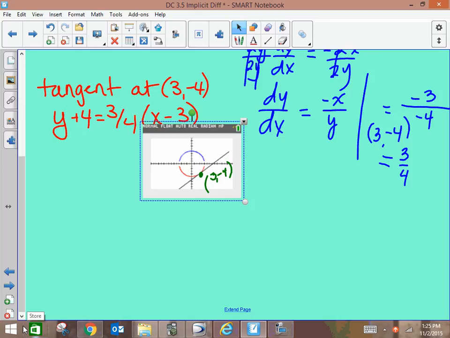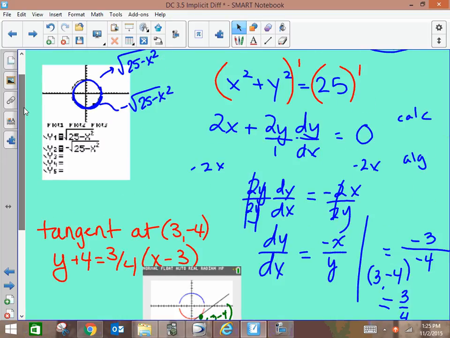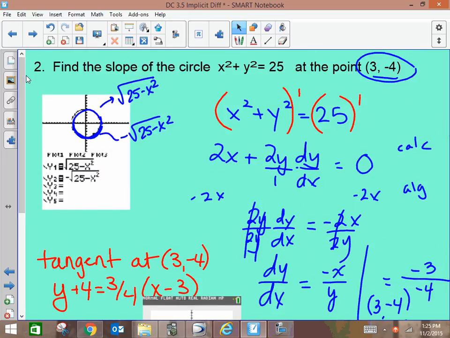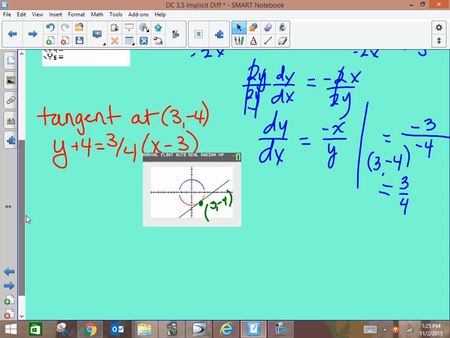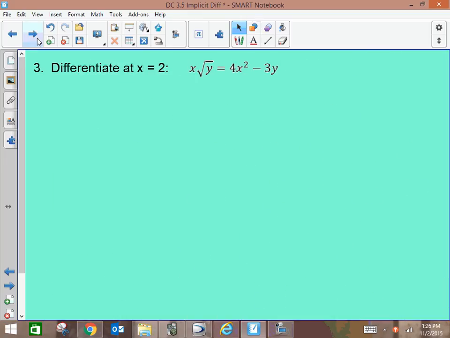Okay. So you can verify some of them, but a lot of times the non-explicit equations are hard to put in your calculator, so just keep that in mind. You can check them out, and it certainly makes more sense. But when it says to find the slope of the circle, that means the tangent at that point. So the language is not going to change.